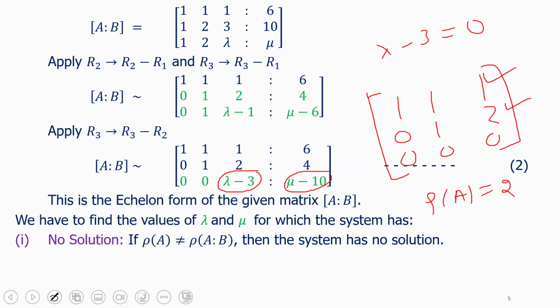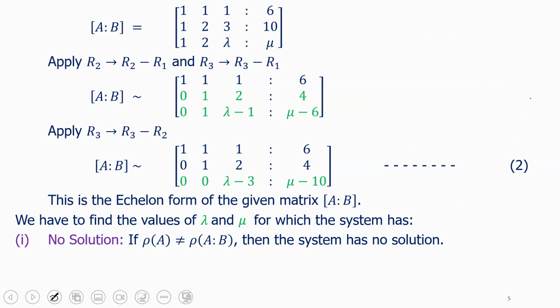Similarly, if mu minus 10 is not equal to 0, lambda minus 3 is 0. So what is the rank? We can write down like this: 0, 1, 2, 4, 0, 0, 0. Suppose mu minus 10 is, for example, 1.